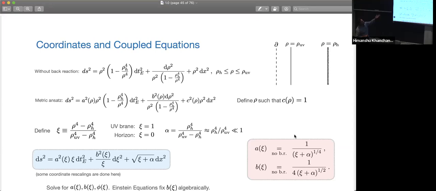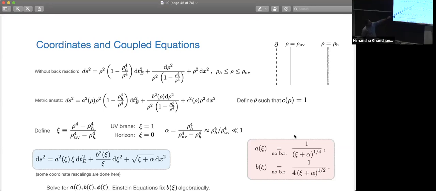There is a way to set up the problem. Of course you have to choose some coordinates, and you have to look at the coupled dynamics. This is the Schwarzschild metric, the black brane or the flat Schwarzschild metric that we begin with. The ansatz we begin with is to make the coefficients be a function of rho here.